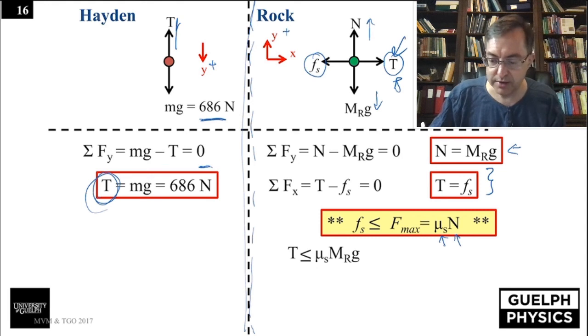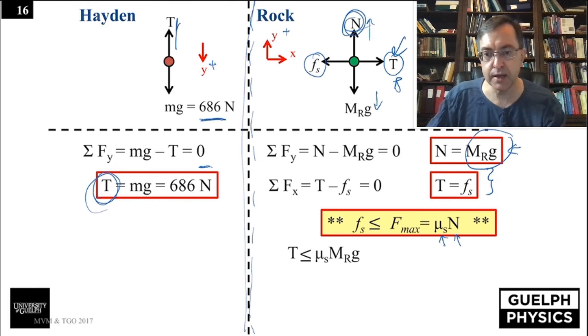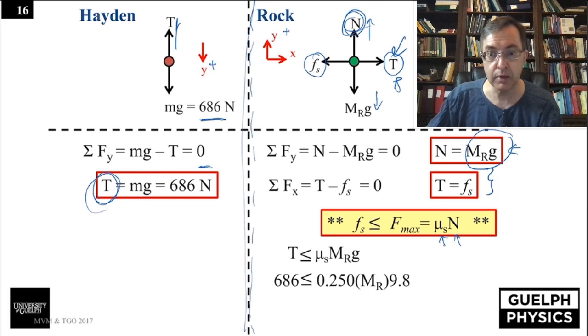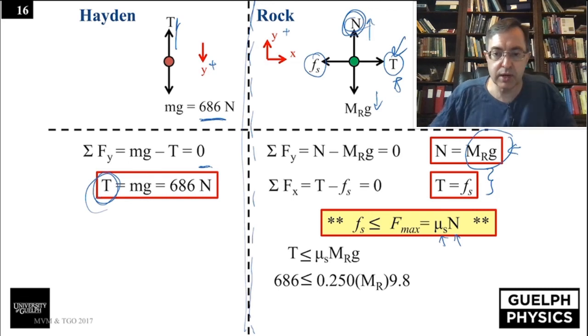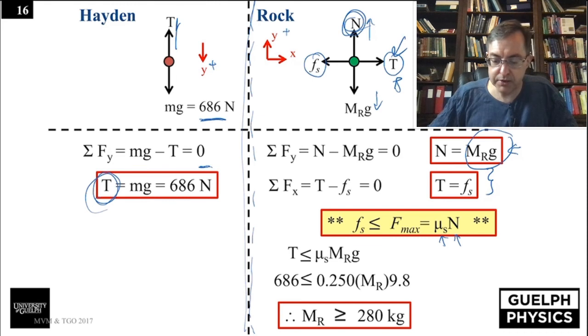And N is given by the mass of the rock times g. So this N up here, right? So we have an inequality that the tension has to be less than mu s times the mass of the rock times g. And remember, the question is asking us for the smallest mass of the rock that keeps Hayden Christensen stationary. And so we can use this inequality to get that. Plugging in the numbers, 686 is less than or equal to the coefficient of static friction of 0.25 times the mass of the rock, which we don't know, times 9.8, or alternately solving, the mass of the rock has to be bigger than or equal to 280 kilograms.